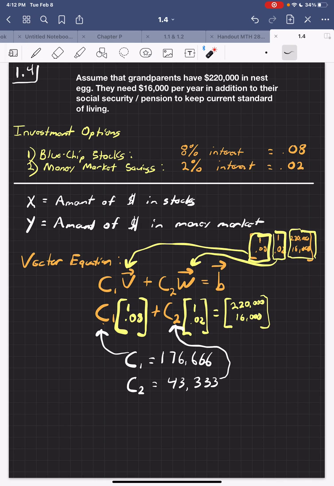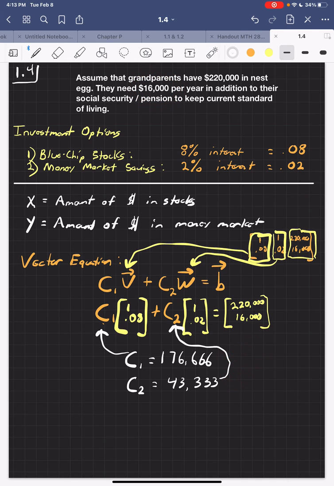Now, again, working on vocabulary, because in linear algebra, I cannot stress enough, the hardest part is shifting through the vocabulary. So, is $16,000 within the span of these vectors? Well, yes, right? By investing this much in stocks and this much in savings, you can reach $16,000 per year in additional income.